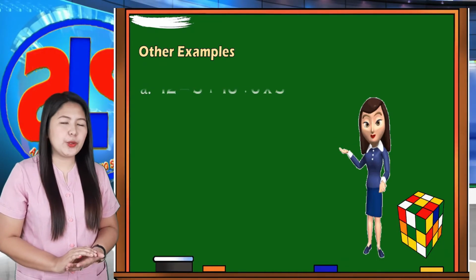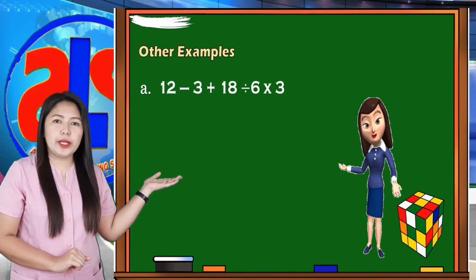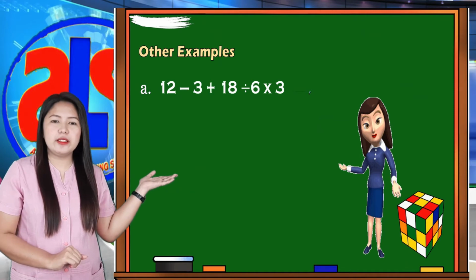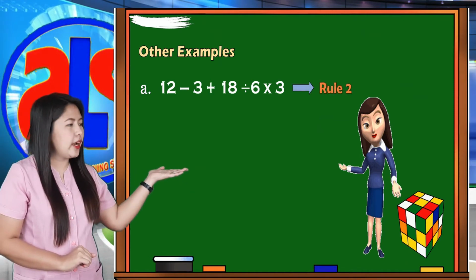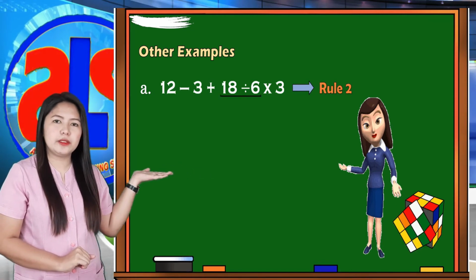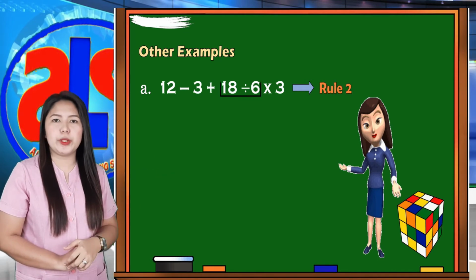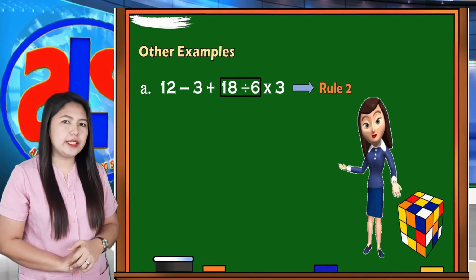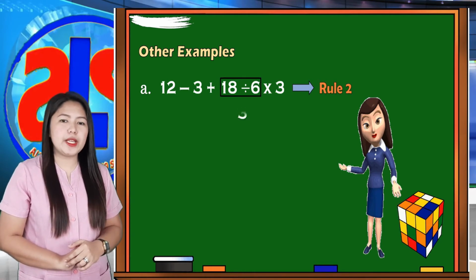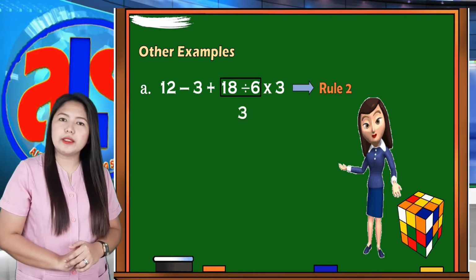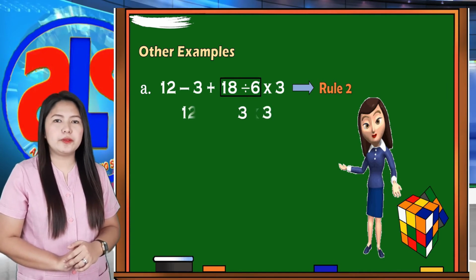So, meron pa ako ditong iba pang halimbawa. So, letter A, 12 minus 3 plus 18 divided by 6 times 3. So, tingnan mabuti ang expression na ito. So, meron tayong subtraction, addition, division, and multiplication. So, since wala tayong nakikitang parenthesis, mag-proceed tayo sa rule number 2 na kung saan mag-multiply tayo or magdi-divide as they occur from left to right.